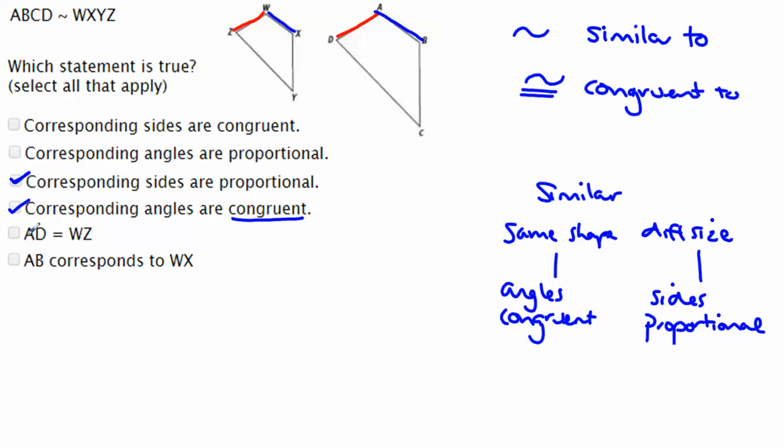Now, is AD equal to WZ? So is this AD in red equal to WZ in red? You can plainly see that they're not equal to each other, so that is not true. Does AB correspond to WX? So is this the corresponding sides? Yes, it is. So you need to be very clear on these meanings of congruent and proportional and corresponding sides.